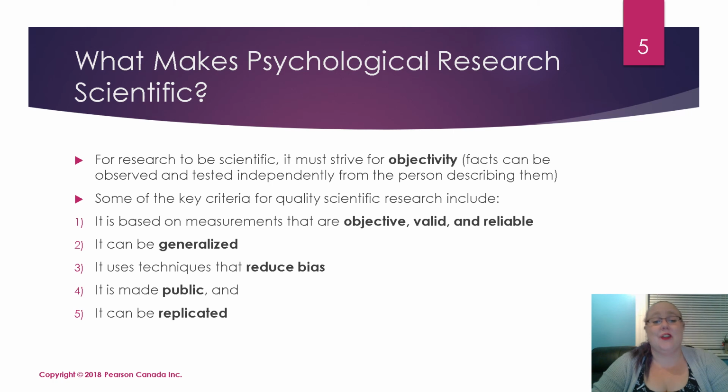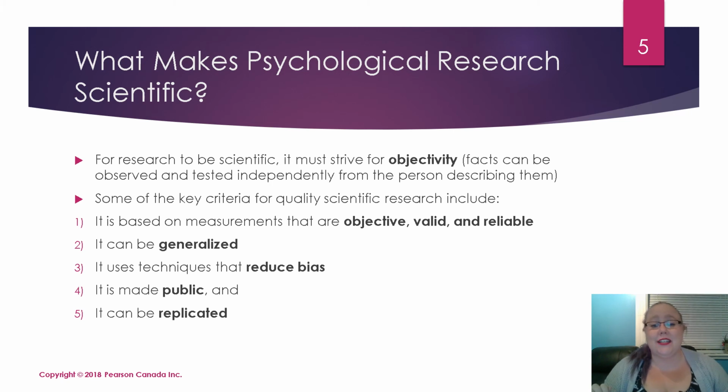So what makes psychological research scientific? For research to be scientific, the main keyword here is that it must strive for objectivity. Basically, that means that we can observe and test facts independently from the person describing them. The opposite of being objective would be being subjective, which means that it's influenced by your own biases and assumptions and things like that. But if we're talking about good scientific research, we want it to be objective, so as free from biases and assumptions and personal opinions as possible.